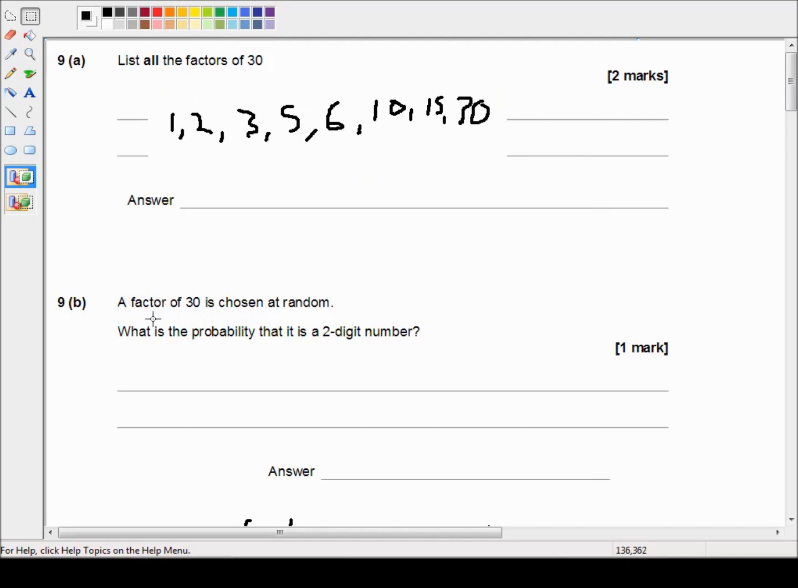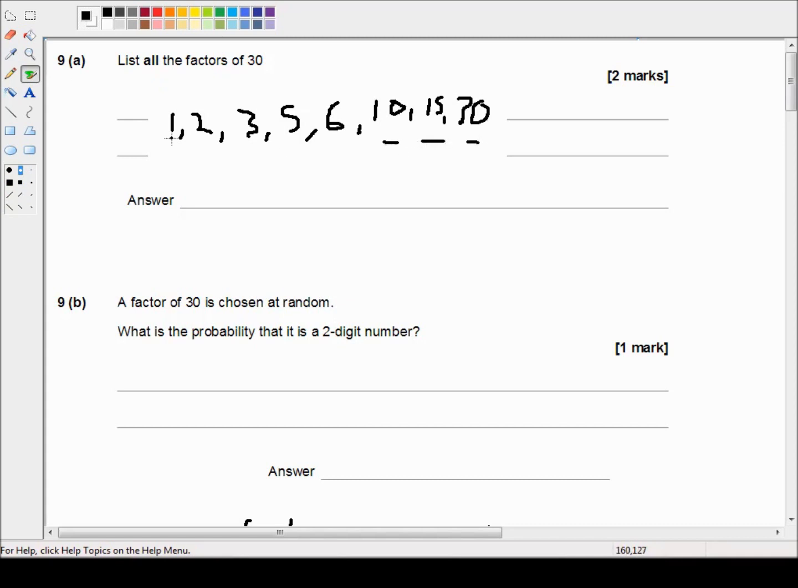Okay, so 9b says a factor of 30 is chosen at random. What is the probability that it is a 2-digit number? Okay, so probability is event divided by sample space. Our event is a 2-digit number. So there's 1, 2, 3. There are 3 2-digit numbers.